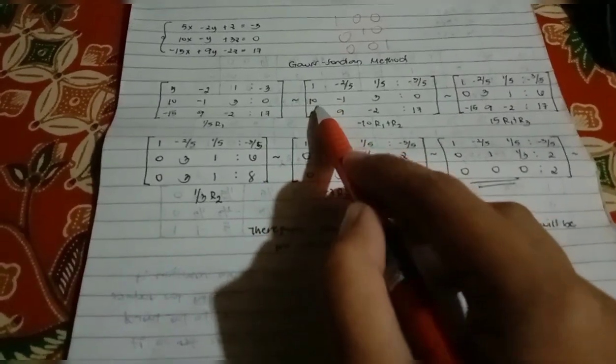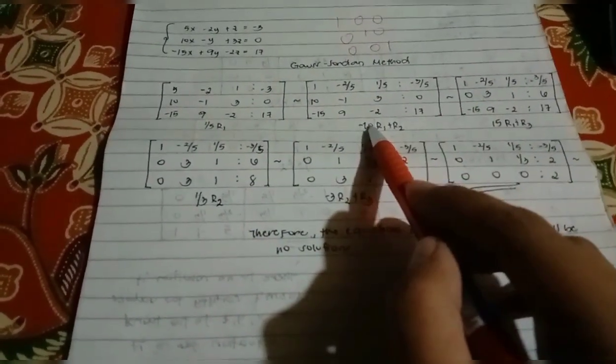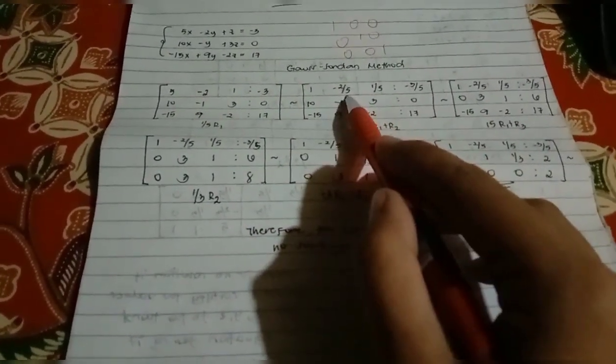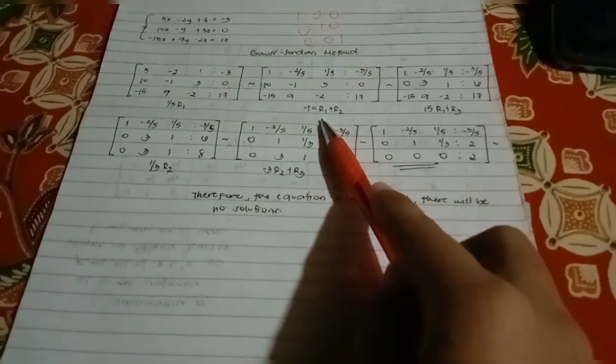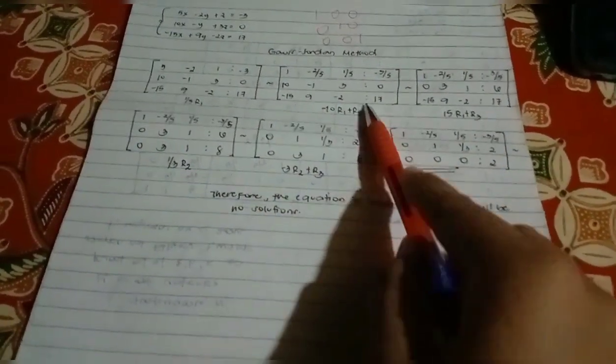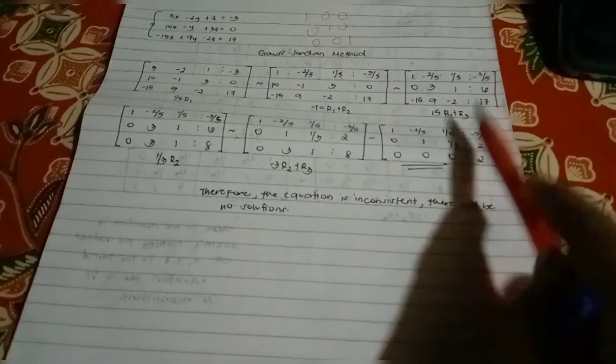So, negative 10 times 1 plus 10 is equals to 0. Negative 10 times negative 2 over 5 plus negative 1 is equals to 3. Negative 10 times 1 over 5 plus 3 is equals to 1. Negative 10 times negative 3 over 5 plus 0 is equals to 6. So, copy the first column and then the third column. So, the next goal is row 3.